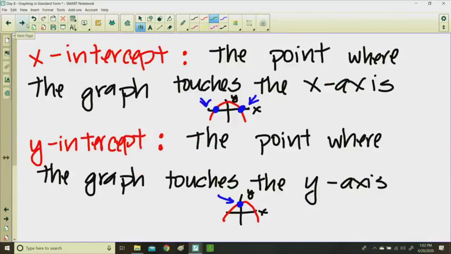Okay, so what you need to know for today are the intercepts. So remember, the x-intercept is where the graph touches the x-axis, and the y-intercept, which we just did in slope-intercept form, is where the graph touches the y-axis. All right, so again, x is the horizontal, y is the vertical.